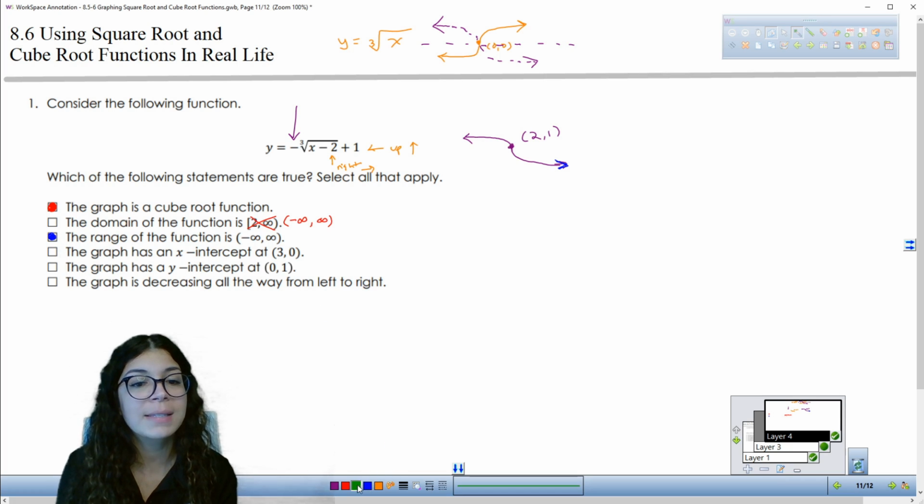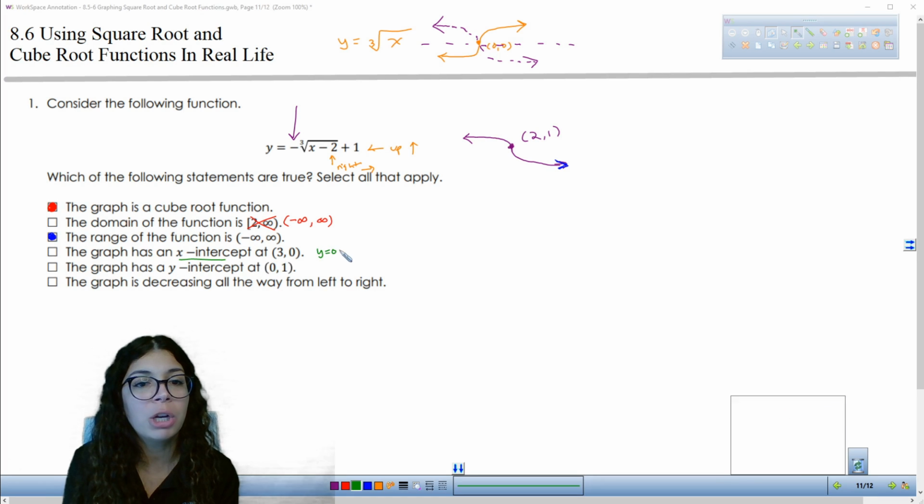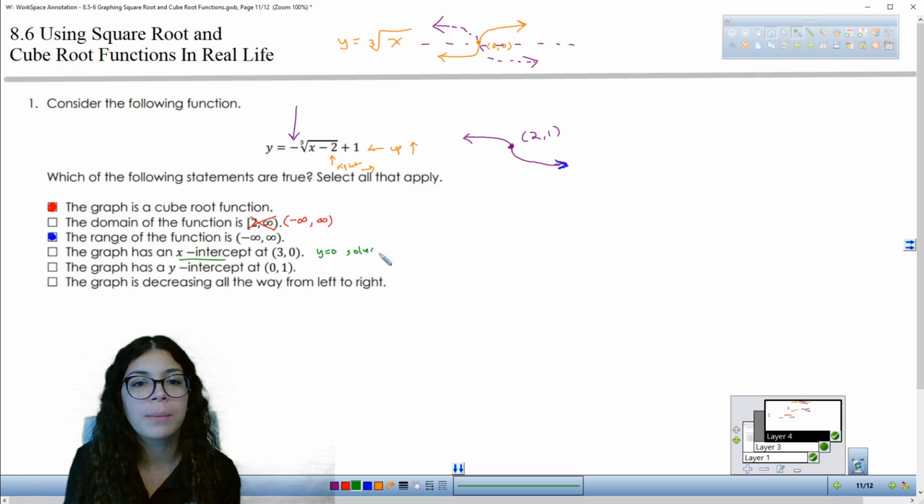The graph has an X-intercept at 3, 0. Interesting. Well, I don't know what the X-intercept is, so let's find it. Remember, to find the X-intercept, we set Y to equal 0, and we solve for X.